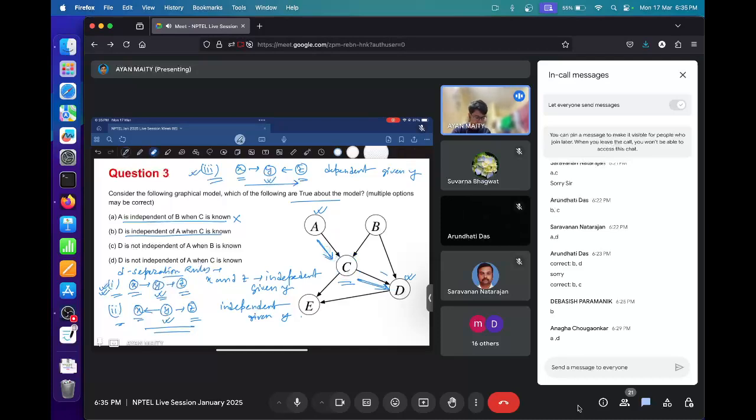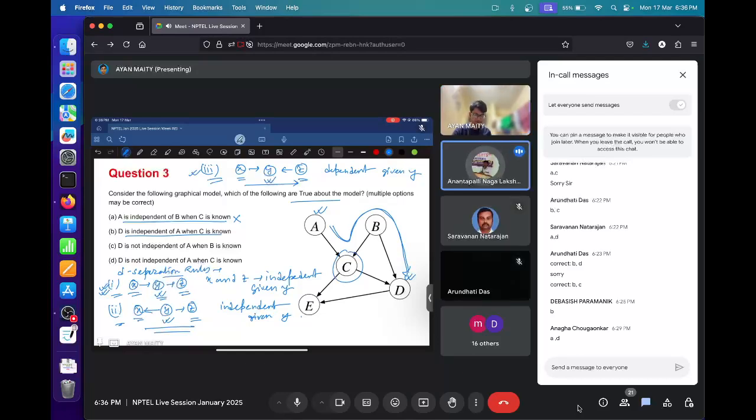But there are other paths from A to D. Now we have to analyze whether this path is also blocked or not. All the paths have to be blocked in order for the variables to become independent of each other. The first path, the ACD path, was blocked. Second path, ACBD, whether this path is blocked or not.